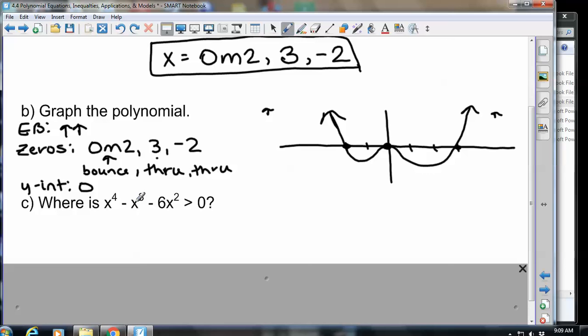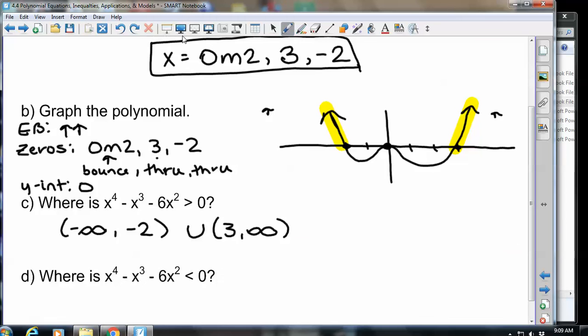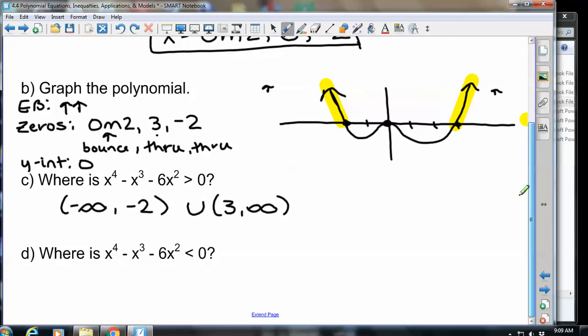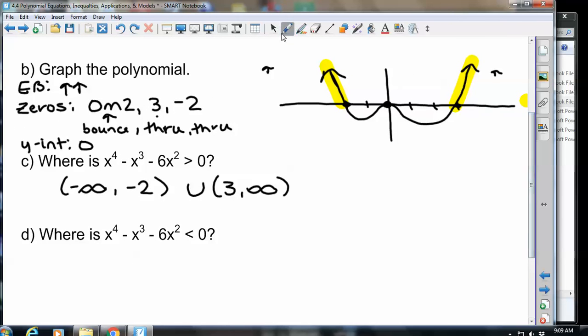Where is this graph greater than 0? Greater than means above the x-axis, so that's here and here. You have to list the x values, small to large, so negative infinity to negative 2, and then 3 to infinity. Okay, the next one, think carefully on. It's kind of a bit of a trick to this one.